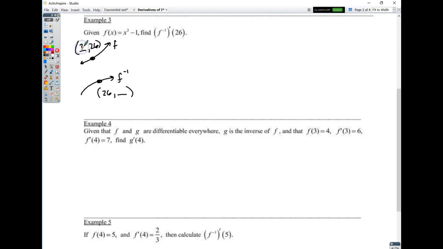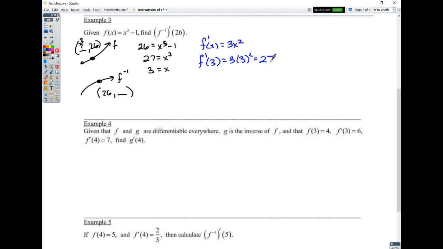So what is this right here? Well, 26 is equal to x to the 3rd minus 1. Add the 1. This is 27 equals x to the third, or x is 3. So now I know what that value is. This is a 3. I can't find the derivative of the inverse unless I know what the derivative of f is, so I have to find f prime of x, which is 3x squared. And I only know the x for f prime, so I'm going to substitute that in, f prime of 3, which is 3 times 3 squared, which is 27.